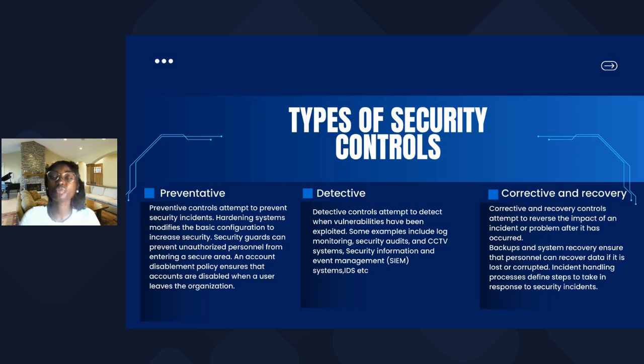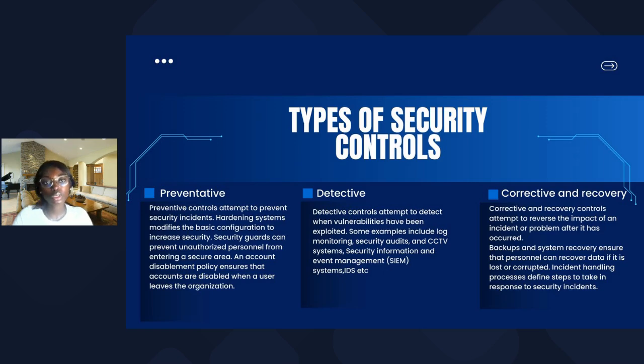Detective controls are very important because they help us discover an event after it has happened, right? An example is log monitoring. If your organization has set up a technical control like log monitoring, you would be able to see all those records of different traffic incoming and outgoing from your network, right? It will help you detect potential incidents, and you can easily report or escalate them, right? So they can be addressed immediately.